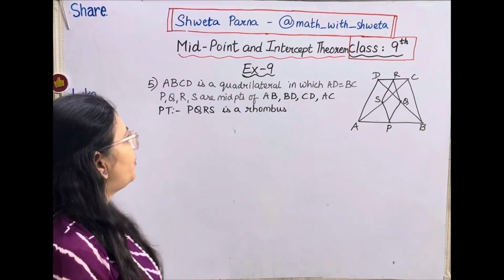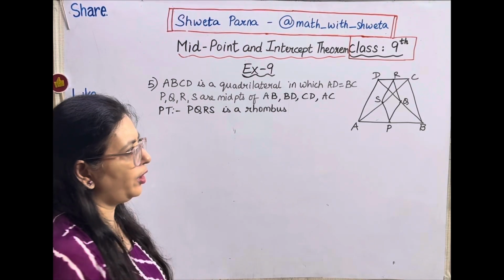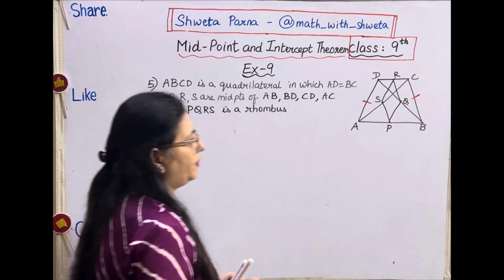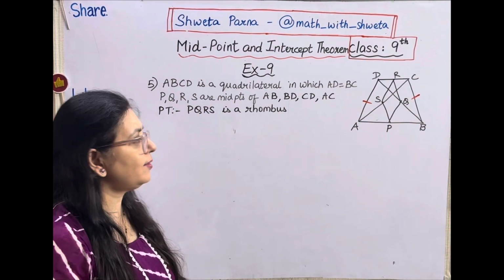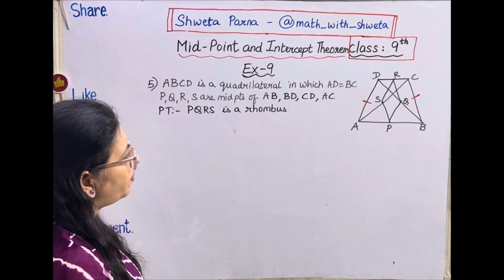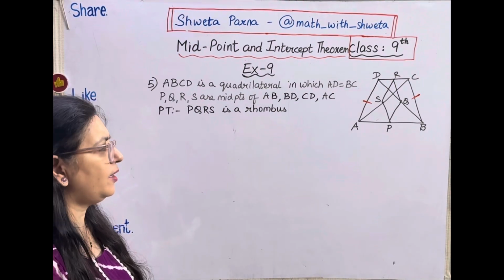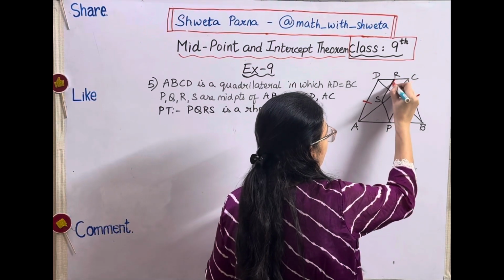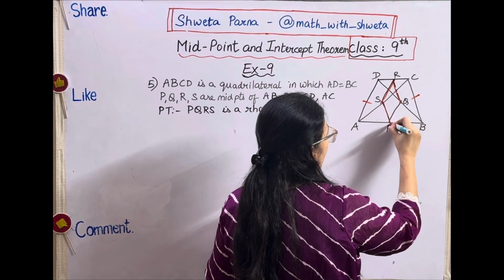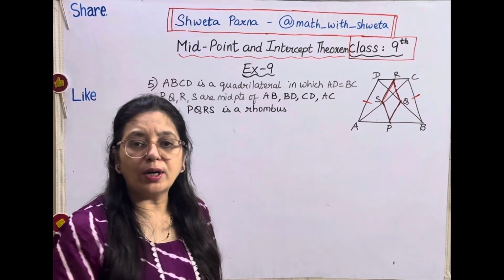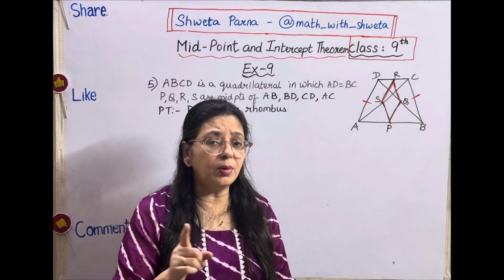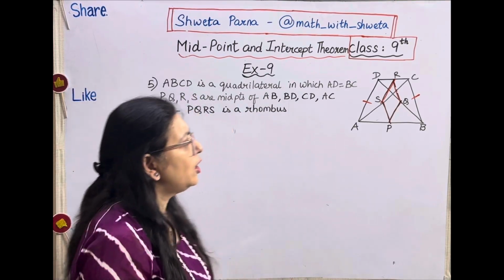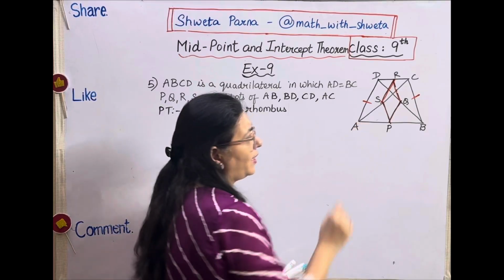Let's go to question number 5, children. ABCD is a quadrilateral in which AD is equal to BC. Okay. And P, Q, R, S are the midpoints of AB, BD, CD and AC respectively. You have to prove that PQRS is a rhombus. So what are the properties of a rhombus? In a rhombus, all sides are equal and opposite sides are parallel. Okay. So you have to prove that all sides are equal.